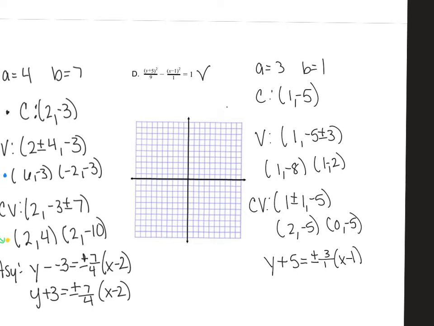Alright, so let's go ahead and plot our vertices. Our vertices are at 1, negative 8, and 1, negative 2. My center was located at 1, negative 5.